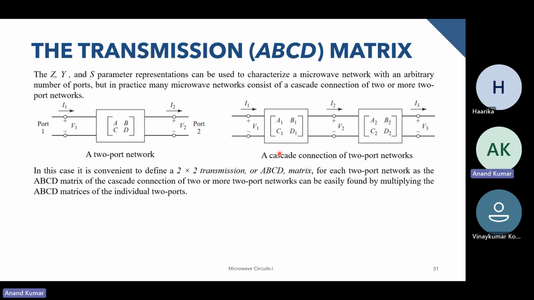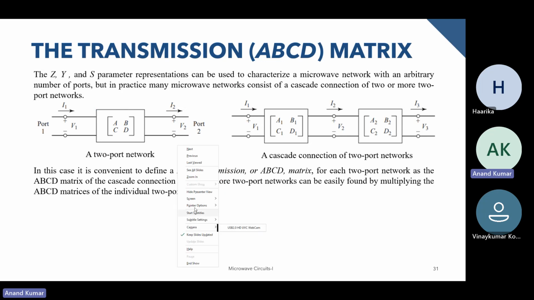But the limitation is that the ABCD matrix can only be used for two-port networks. So, for example, if you have a multi-port network, you might have to match the other ports and convert it to just a two-port system, or break the system into a number of two-port networks. The S, Z, and Y can be used for any number of ports. But since the ABCD matrices allow easy computation, they are used very frequently.